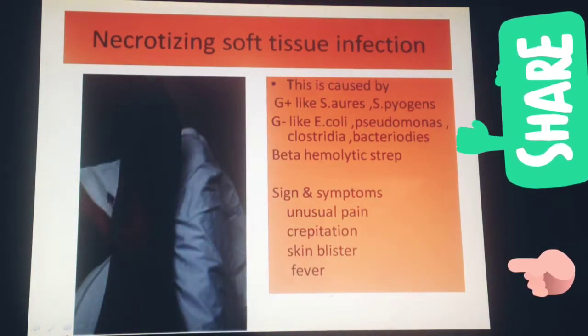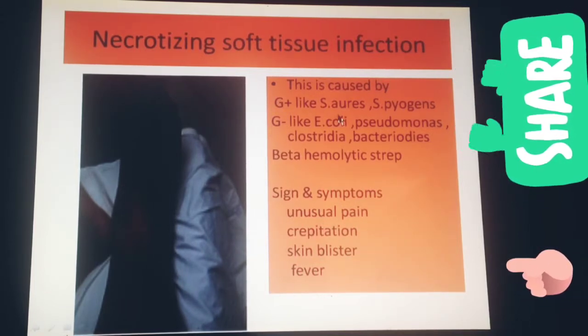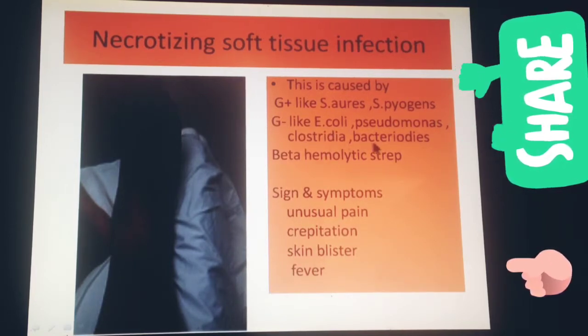Now, a common example that can occur after a wound has been infected and is not properly treated, it becomes infected with bacteria. These bacteria can be of two types, such as gram-positive or gram-negative. Gram-positive include the Staph aureus and the Staph pyogenes, whereas gram-negative includes the E. coli, the Pseudomonas, the Clostridials, and Bacteroides.